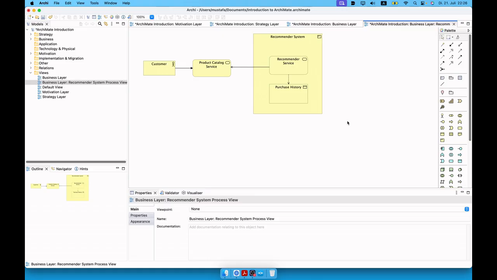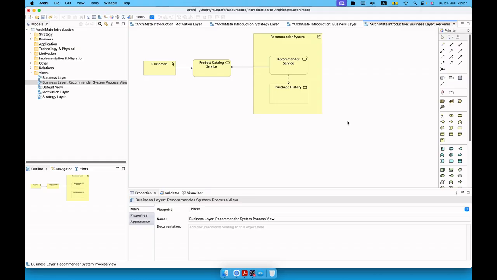We could even debate whether the purchase history belongs to the customer master data or the orders service. For the sake of simplicity, let's keep it related to the recommender system, unless we are also modeling the customer profile service. Then it would make more sense to have the purchase history in that service or product.